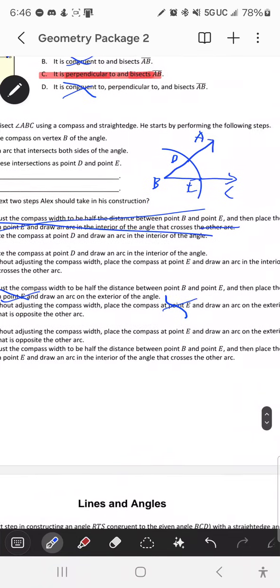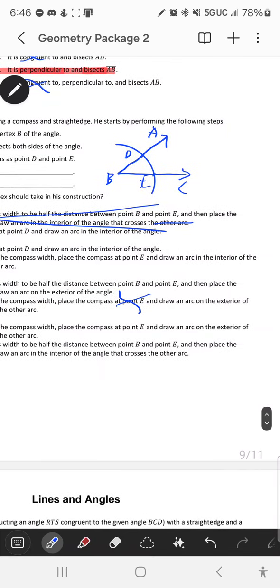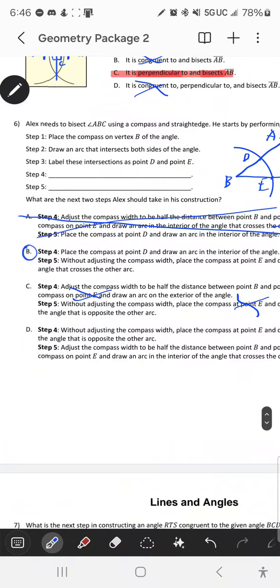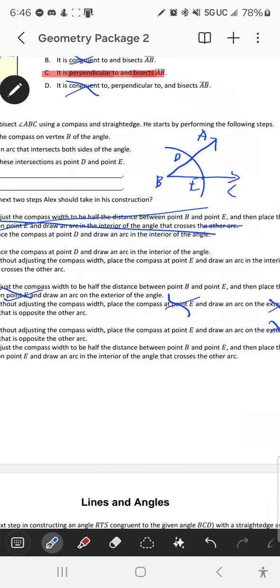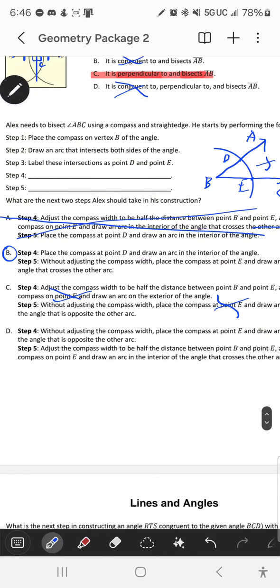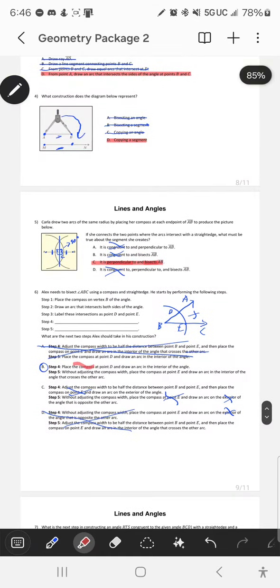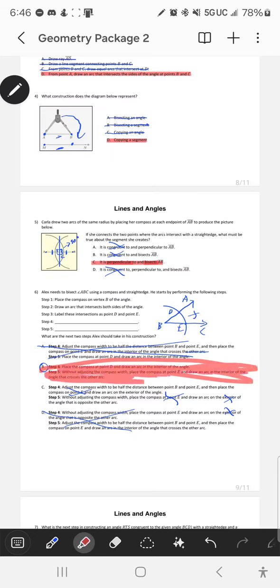Option D, okay. But using the compass, we place the compass at point E and draw an arc on the exterior. Oh, you see? It's saying exterior. We don't need exterior. We're looking for a bisector. We need the interior. We need here. So this is basically wrong from the beginning. Yep, the answer we were looking for is B. That's what we need to do.